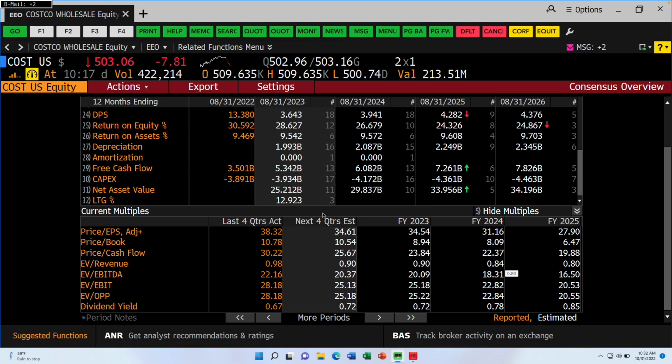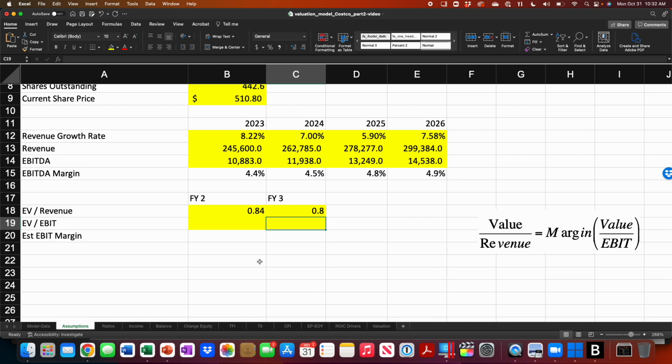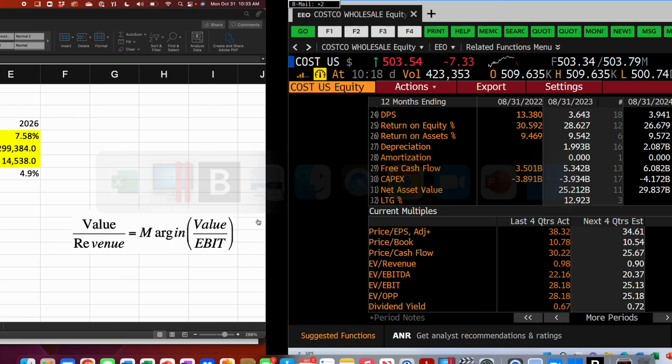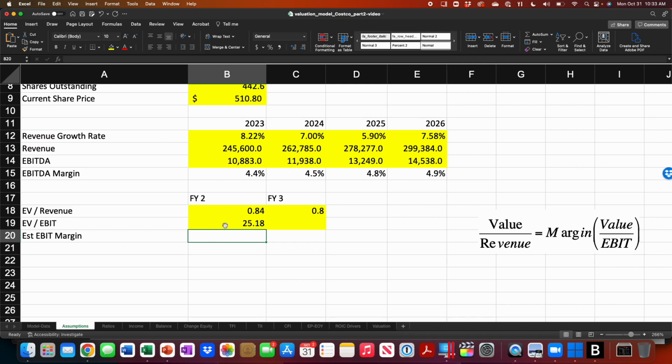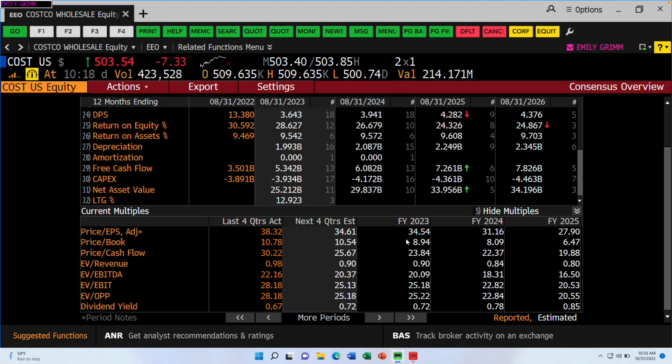EV to EBIT is 25.18. And, sorry, 22.82, I got the wrong year, 22.82 for the second forward year. And for the third forward year, 20.53.